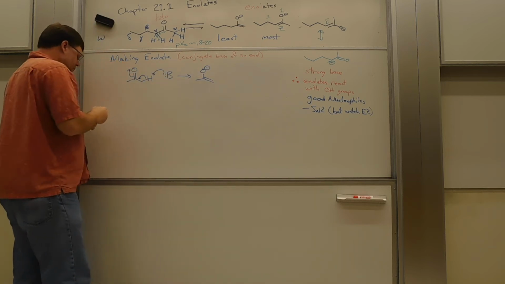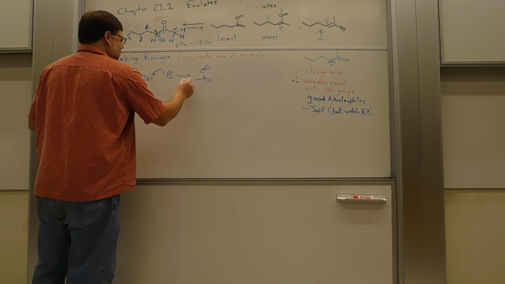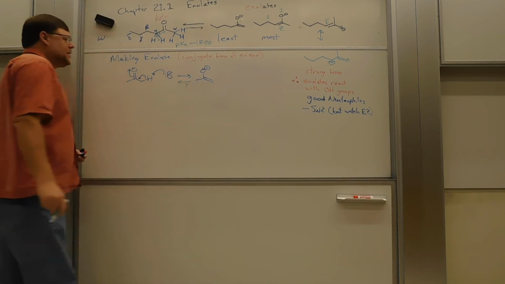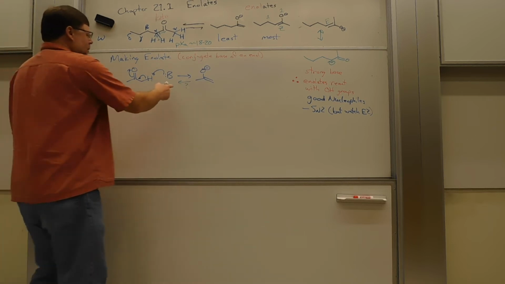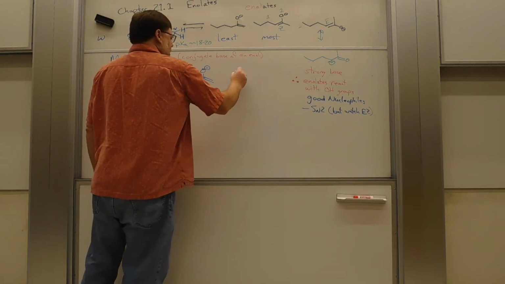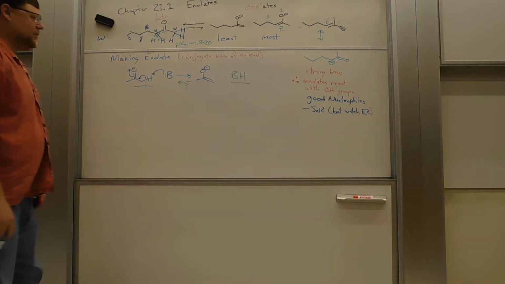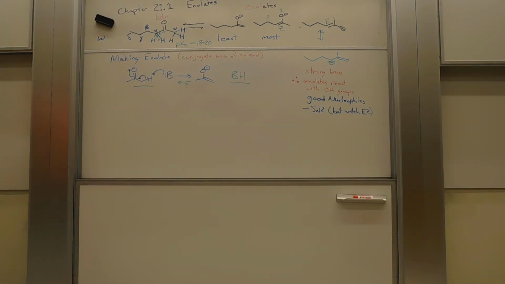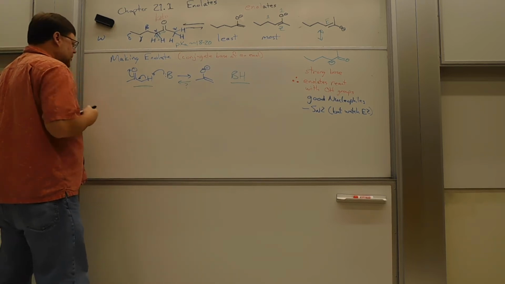So I've drawn it to the right. The question is, what about the back reaction? What is the equilibrium constant here? And for any equilibrium constant in an acid-base reaction, it comes down to the pKa's of the acids, the stabilities. Okay, so if we take, let's do acetone and hydroxide.